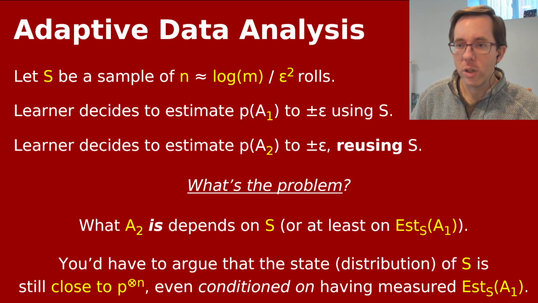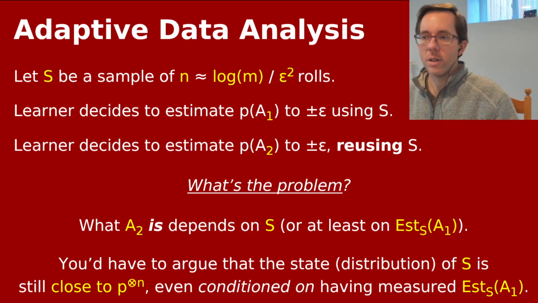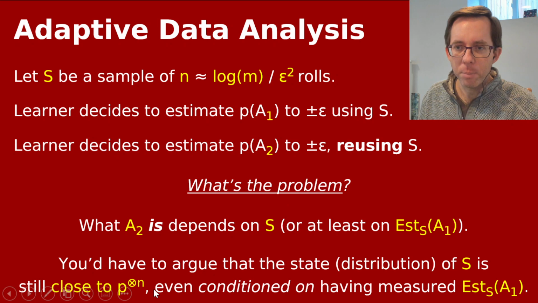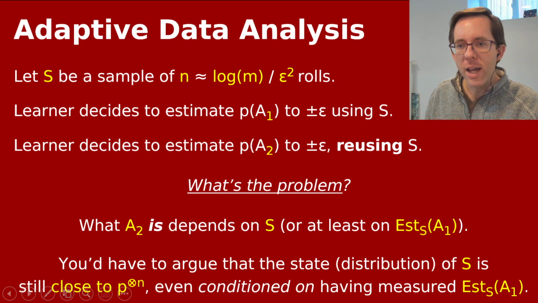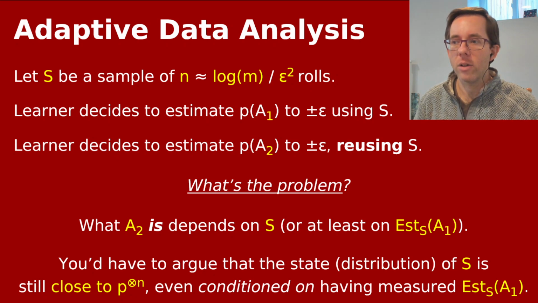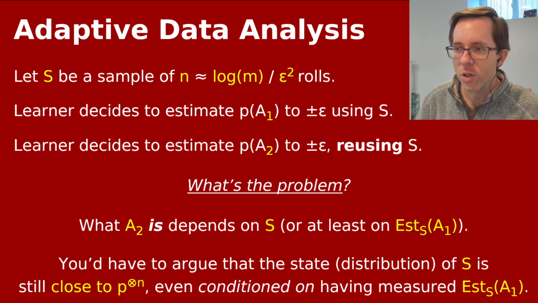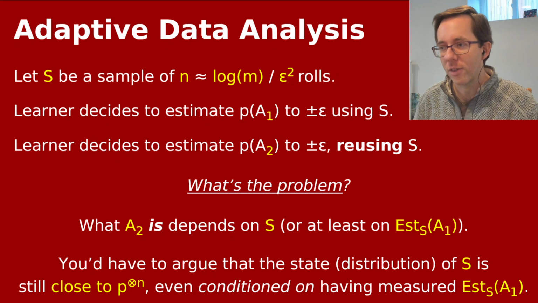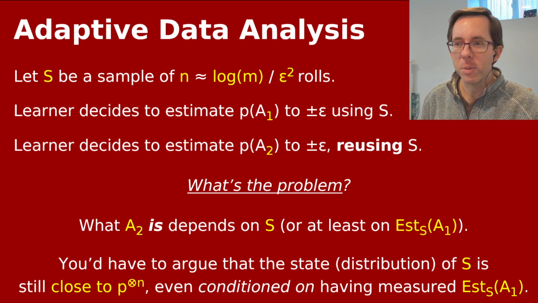In order to make this work, you'd have to argue that the state, or distribution of the samples S, is still close to P superscript tensor n, meaning n independent draws from P, even conditioned on having measured your empirical estimate for A1. And in this last sentence, I intentionally used a lot of words from quantum, like state and measured and so forth, because an analogous situation is going to occur in the quantum setting.